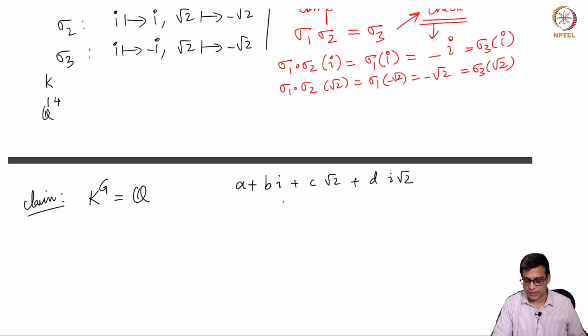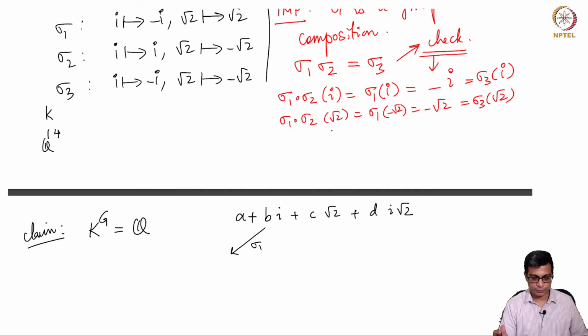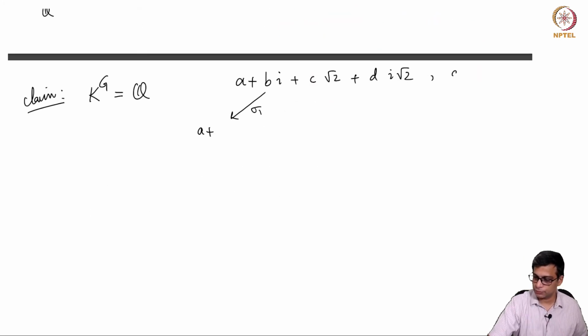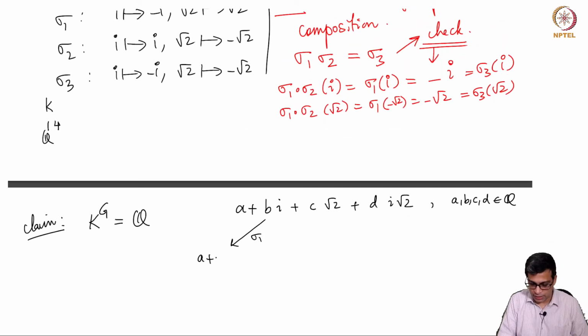Okay, where does it go under sigma 1? It goes, so that is right here. Under sigma 1 it will go to, A, B, C, D are rational numbers, of course. So under sigma 1 this will go to A plus, or because i goes to minus i, it will go to A minus Bi plus C root 2.